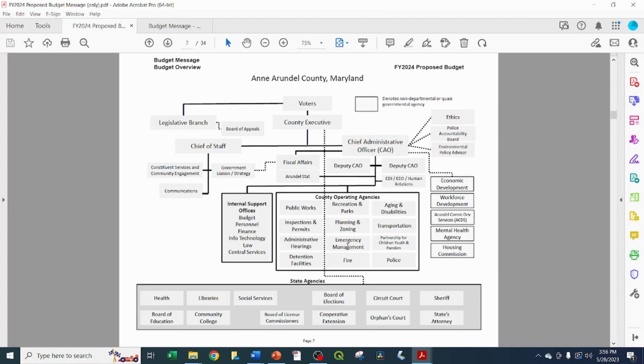Everything reflected on these org charts is funded in some form by the county, but there are significant differences in terms of responsibility and governance. For instance, a lot of people do not appreciate the fact that some of these seemingly county entities are in fact state entities. For example, the Board of Education, the community college, the libraries. They clearly act in the county's interest and are largely funded by the county, but they are nonetheless entities of the state.